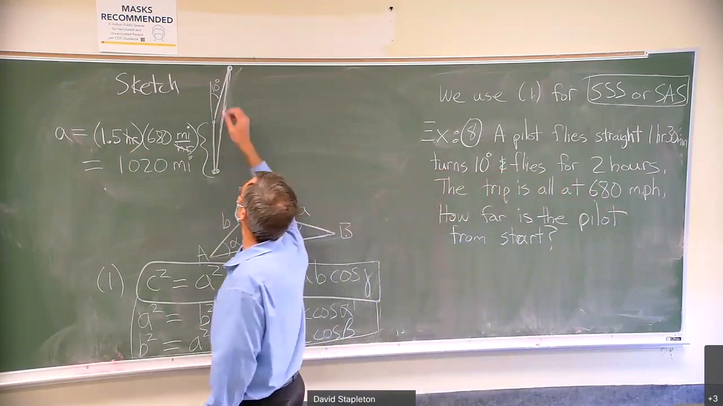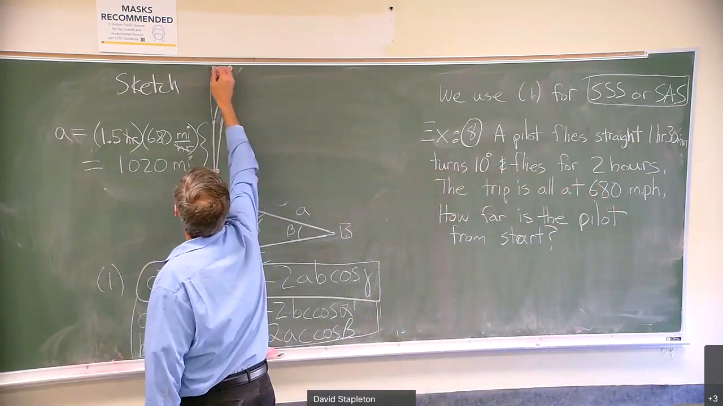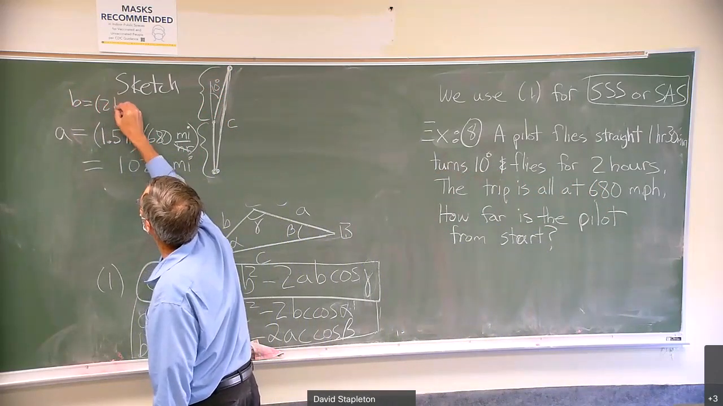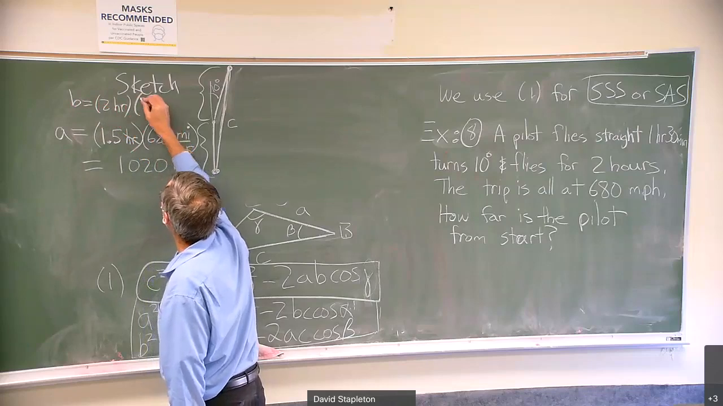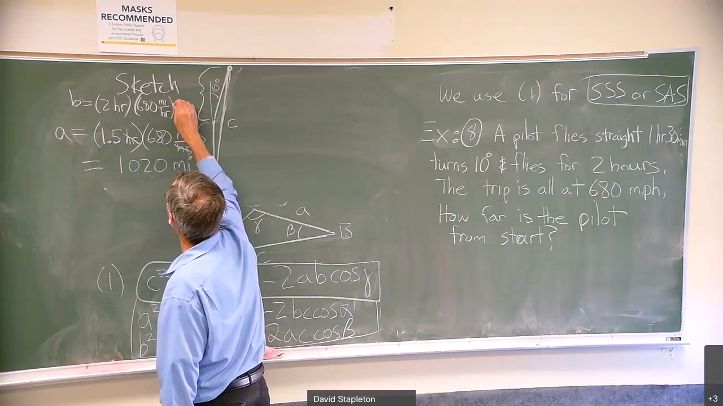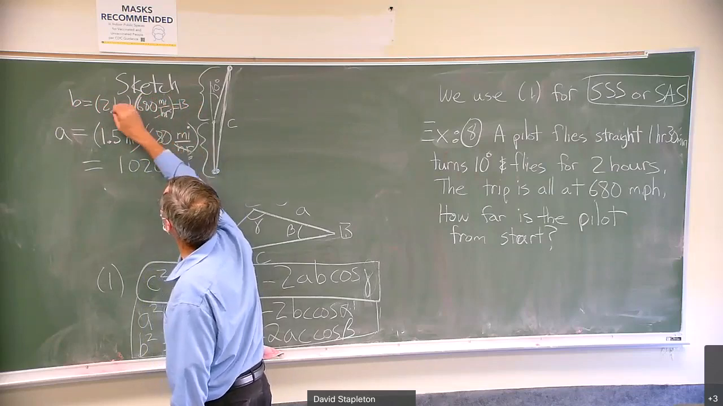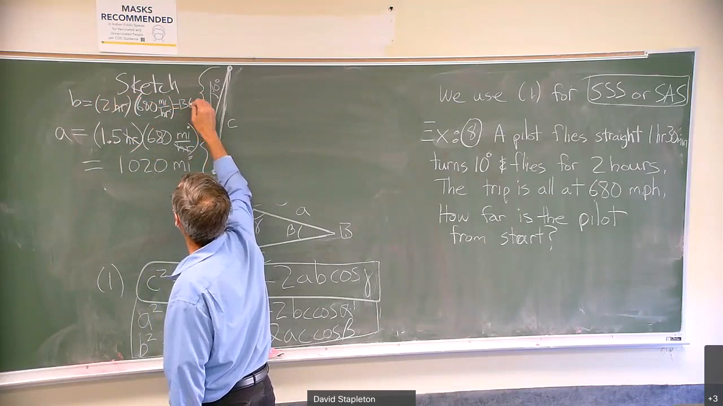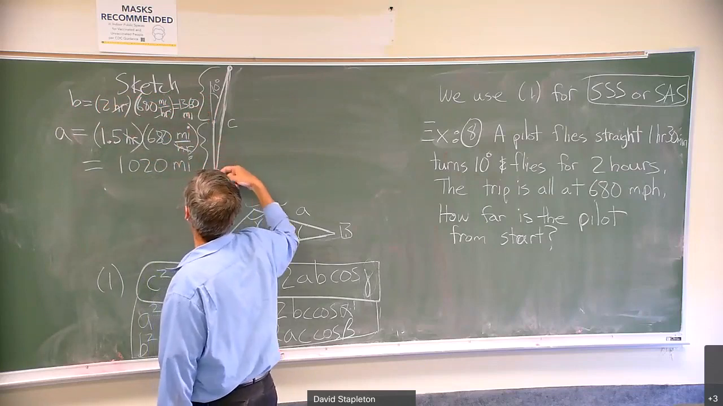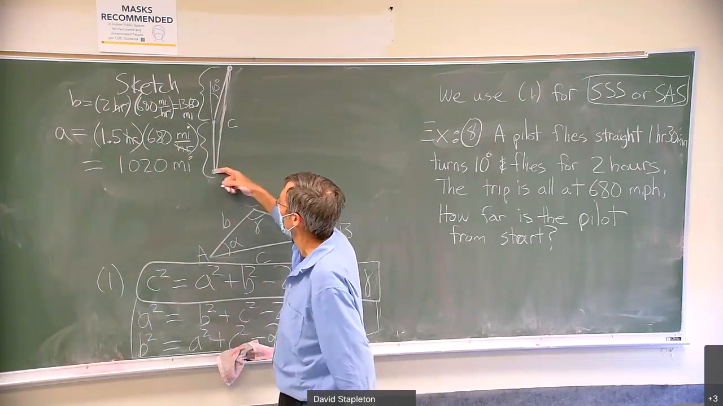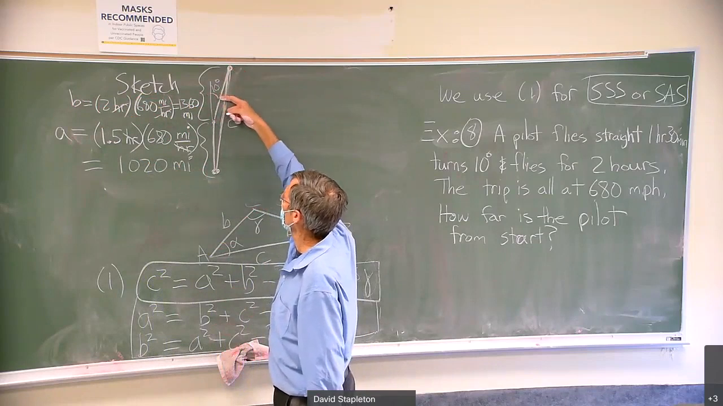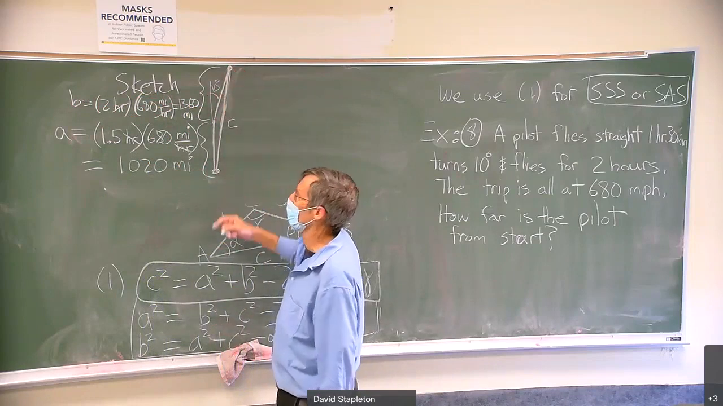Then on the other leg, she's supposed to fly 2 hours. So B would be 2 hours times 680 miles per hour. And so now we've got 1,360 miles, right? The hours canceling again, you get miles. And 2 times 680 gets 1,360 miles. Now we've written down everything we know, right? This is 1,020 miles. This is 1,360 miles. This is 10 degrees. And we've written down what we're trying to find, C.